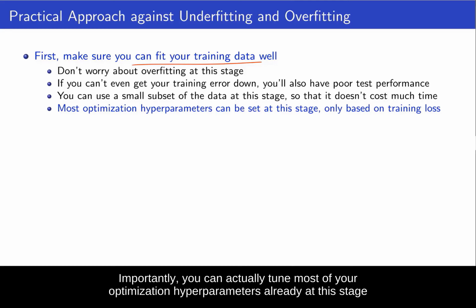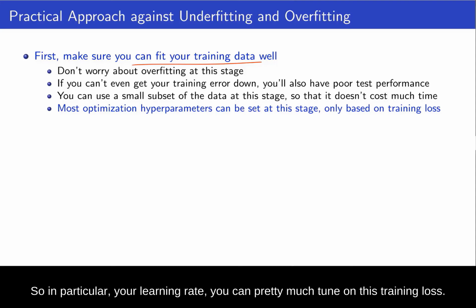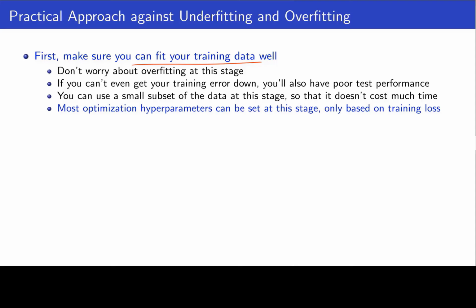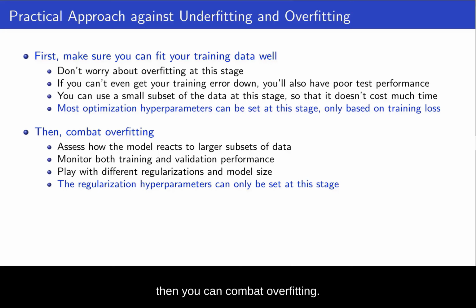Importantly, you can tune most of your optimization hyperparameters already at this stage without ever looking at the validation set, because during training, you only look at getting the training loss down. And if you don't even do that, then you need to change your optimization pipeline. So in particular, your learning rate, you can pretty much tune on this training loss. And then afterwards, once you can effectively get your training error to 0, then you can combat overfitting.